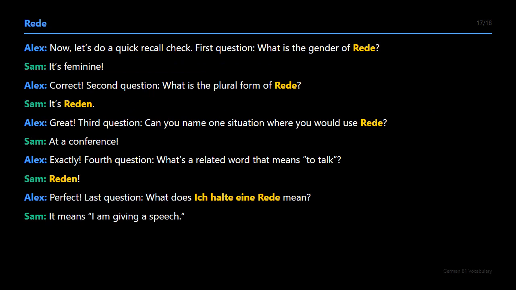Great. Third question, can you name one situation where you would use Rede? At a conference. Exactly. Fourth question, what's a related word that means to talk? Reden. Perfect. Last question, what does Ich halte eine Rede mean? It means I am giving a speech.